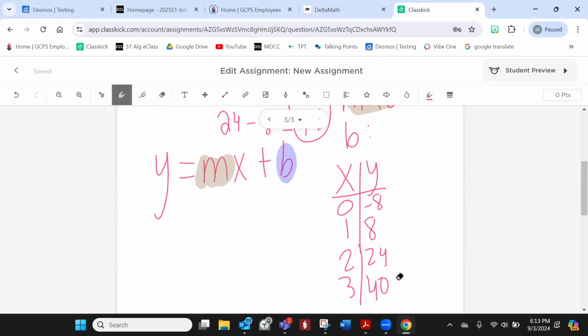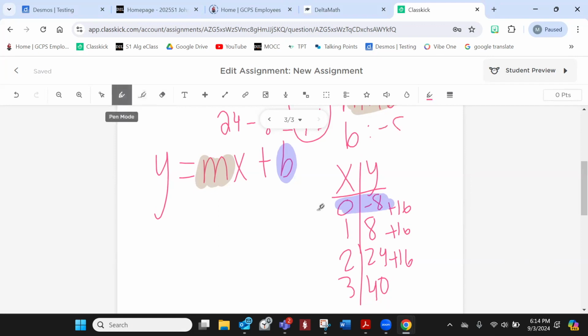So if I add 16, I should get the next one. Let's just check it, just in case you're like me and you got confused. Negative 8 plus 16 is 8. 8 plus 16 is 24. 24 plus 16 is 40. So that means everything's good. So now I got my 0 term. I got my y-intercept, and it's right here.